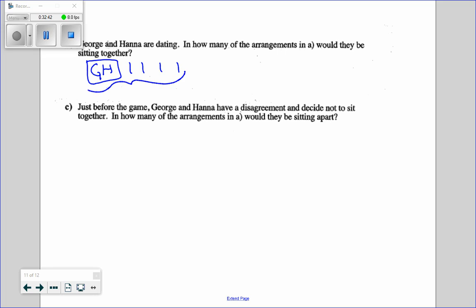So what is your new total? 5. Now, does it say that George has to be on Hannah's left? No. So could it go George, Hannah, or Hannah, George? Yes. So you times it by 2 factorial. Together questions aren't hard. It's just remembering the stupid formula.